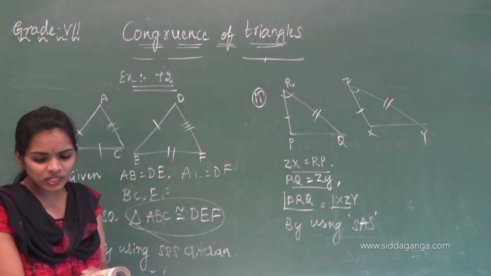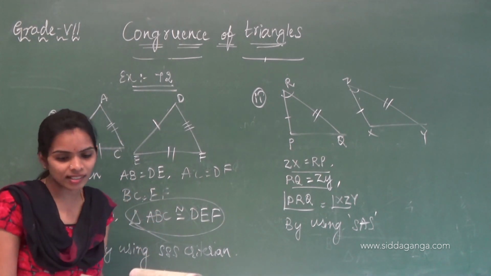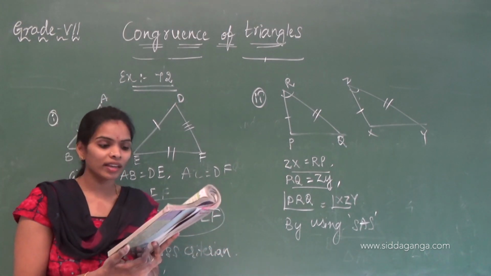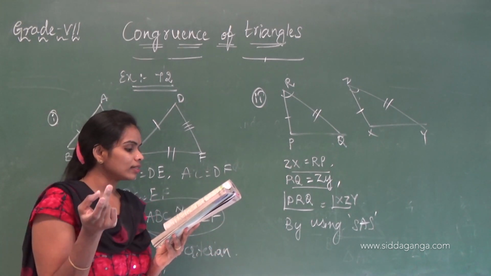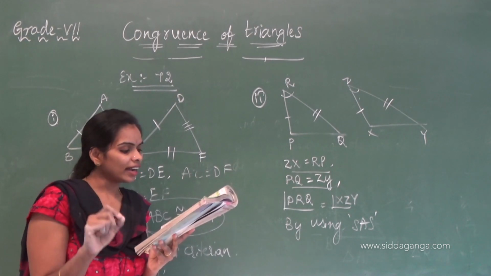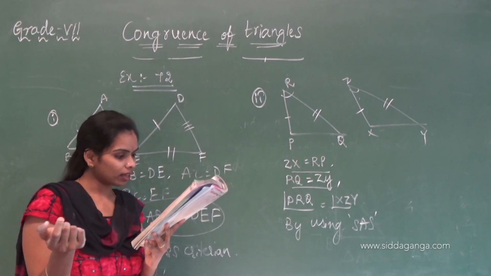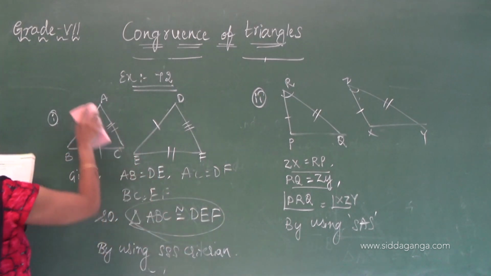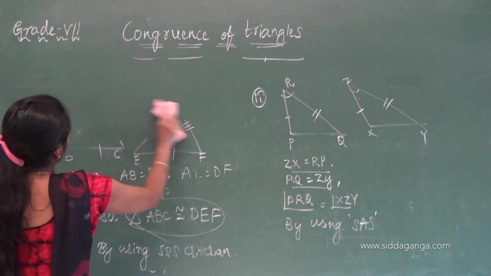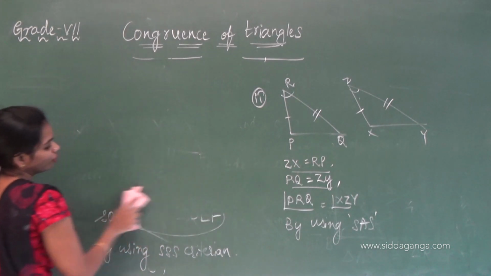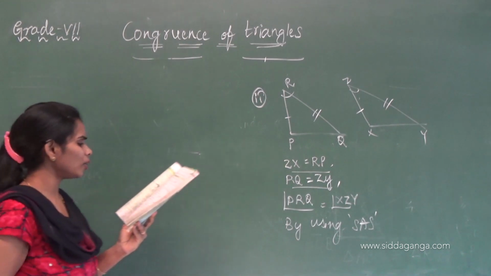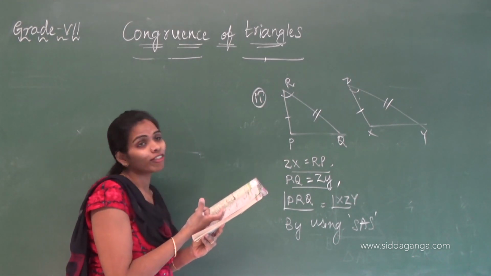Next, by seeing that one, you can write next. In the next figures, what they are giving: MLN and FGH. In your exercise only it is MLN and FGH. Will you do it as homework? I think you can do. They are giving two angles and one side.